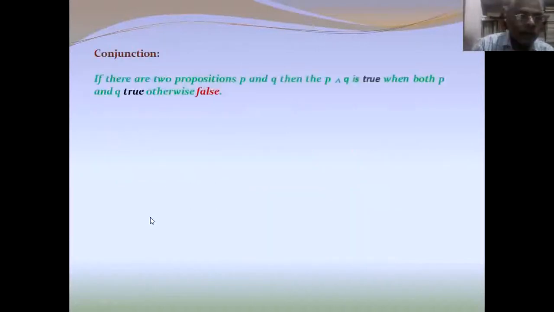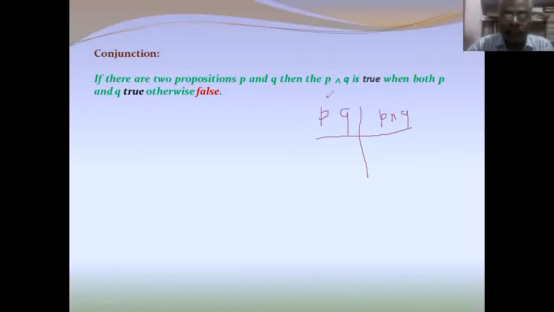Second is conjunction. The definition is: if there are two propositions P and Q, then P conjunction Q, or P meet Q, is true when both P and Q are true. Conjunction is also known as meet. Otherwise it is false. And as I have shown you, if there are two different propositions, then there will be 2 to the power 2 equal to 4 different interpretations, or 4 different values of P and Q.